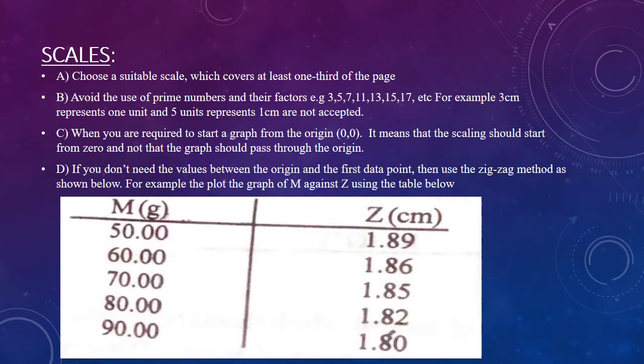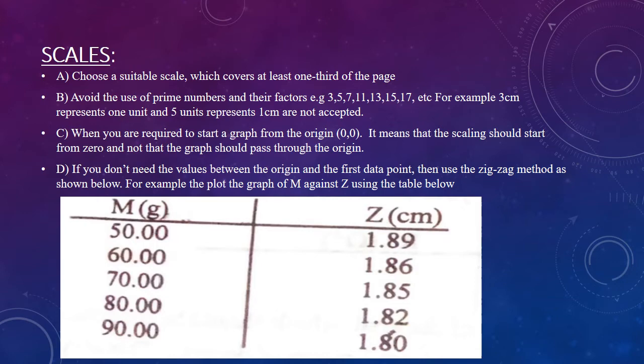The most complicated stage in graph plotting is choosing the right scale to use. Here are some suitable steps that one should take for a suitable scale for their graph. A. Choose a suitable scale which covers at least 1/3 of the graph. Once you have your table of values completed, the next thing is to choose a scale. Students are expected, first of all, to cover over 1/3 of their graph books to get suitable readings.